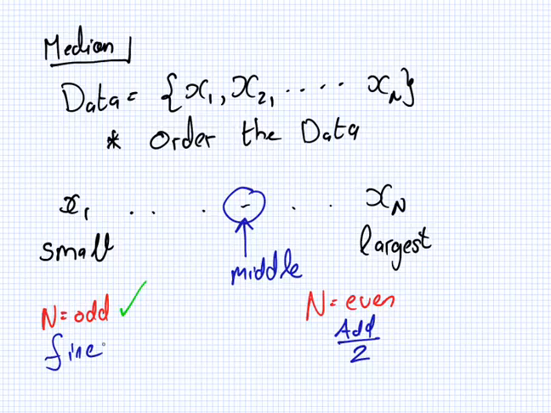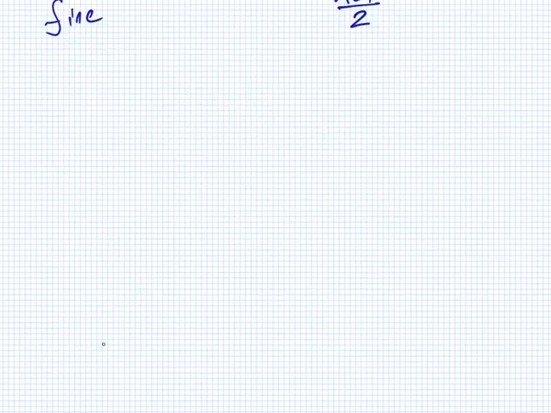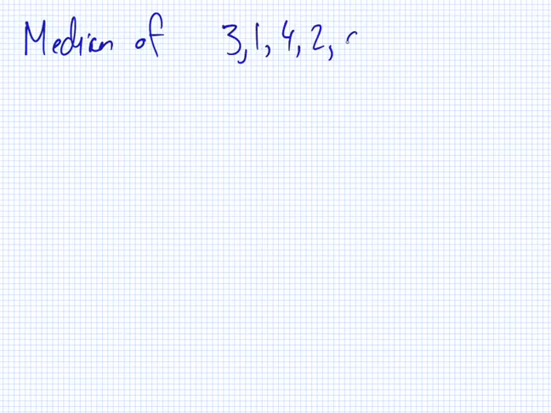Okay, let's have a look at some examples. So, I want the median of 3, 1, 4, 2, 0, 6, 9, 1, 2, 3, 4, 5, 6, 7, 1, 1. Okay. I'll give you a minute to try this. Do you know what to do? Yes. Yeah, so try it and see what you can get.